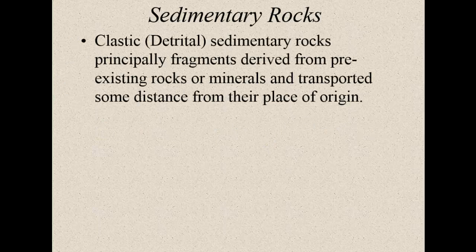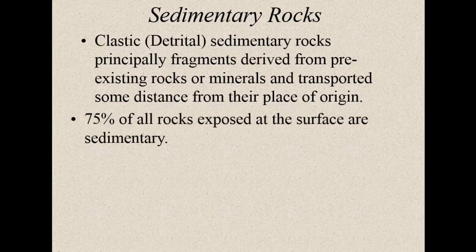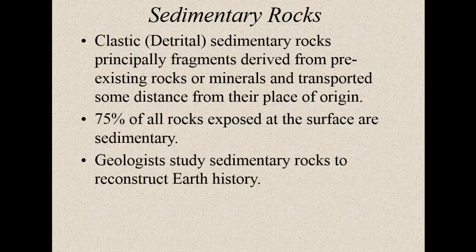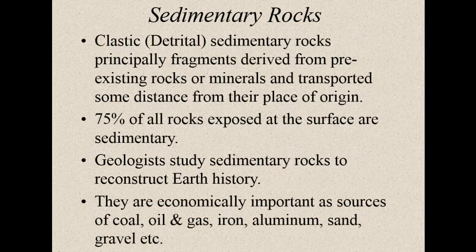Clastic sedimentary rocks, or detrital sedimentary rocks, are principally made up of fragments derived from pre-existing rocks or minerals and transported some distance from their place of origin. About 75% of all rocks we see exposed at the Earth's surface are sedimentary. As geologists, we study these rocks to reconstruct the Earth's history. They are also important to us in an economic sense, as they're important sources of coal, oil, gas, iron, aluminum, sand, and such.